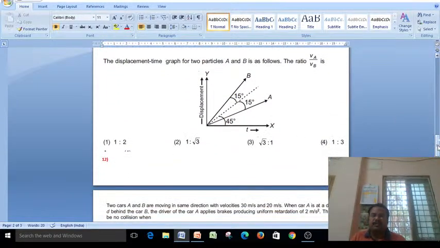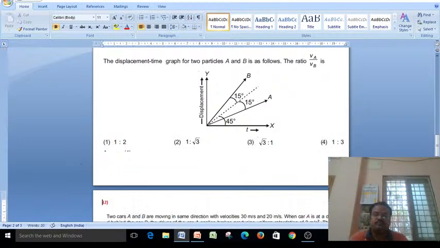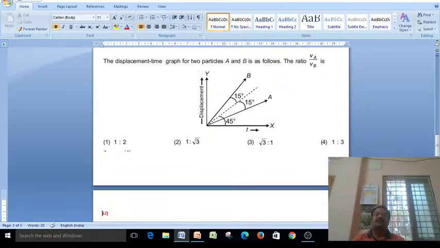So let us check the 11th question. The 10th question is normal only, based on constant velocities. Now consider the next question, that is the 11th question. The displacement time graph for two particles A and B is as follows. We want to find the ratio of the velocities of the two particles.